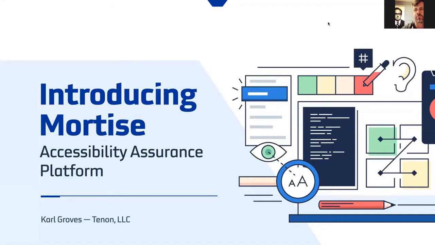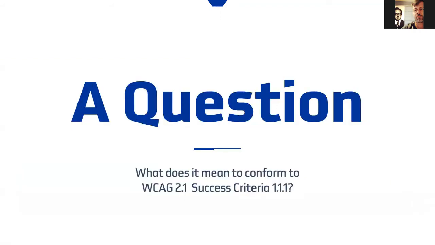All right. Well, we're going to talk a little bit about Mortise philosophy before we get into any discussions of the product itself. What I usually start with is this quick question: what does it mean to conform to WCAG 2.1 success criterion 1.1.1? If you're not intimately familiar with all 72 or so of the WCAG success criteria, I don't blame you. This success criterion says that all non-text content that is presented to the user has a text alternative that serves the equivalent purpose.